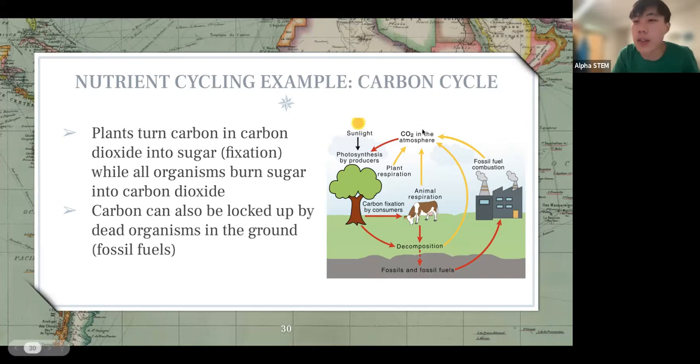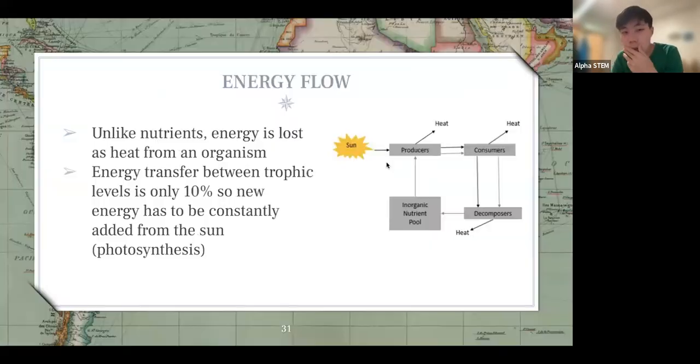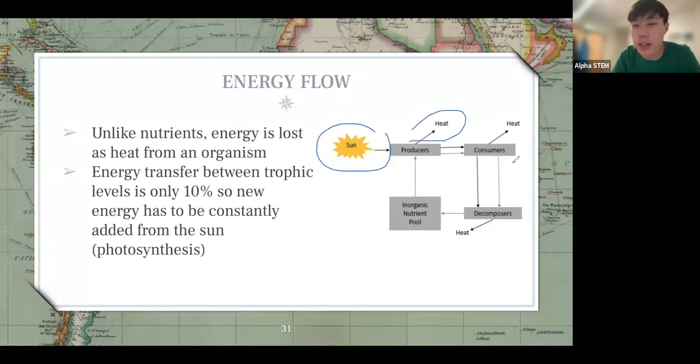There's also the nitrogen cycle, where nitrogen gets fixed by bacteria in the soil, which can then go into living organisms. On the other hand, unlike nutrients, energy is lost as heat through cellular respiration from an organism. We talked about the 10% rule. All the nutrients remain in the organism after it dies, but the energy gets lost as it lives. Therefore, we always need new energy from the sun, because all the energy is always being lost in the form of heat.